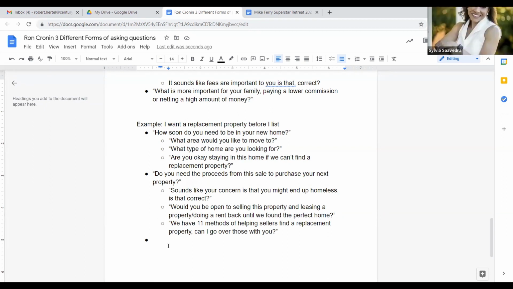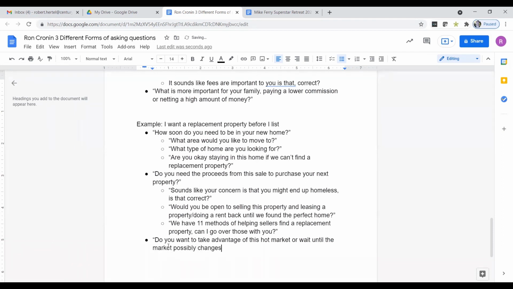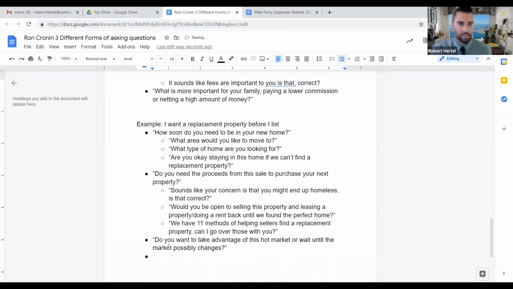What about, do you want to take advantage of this hot market that we're having now, or do you want to wait and not know what the market is in the future? All right, that'll work. Out of the box. Do you want to take advantage of this hot market? Wait until the market possibly changes. Okay, that's a good one. So I want to wait for a replacement property before I list.